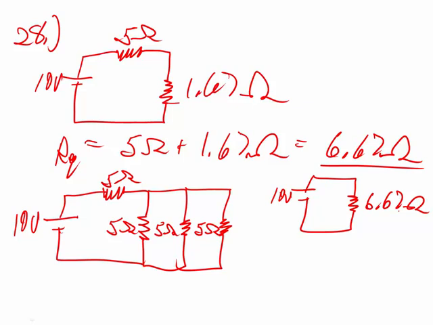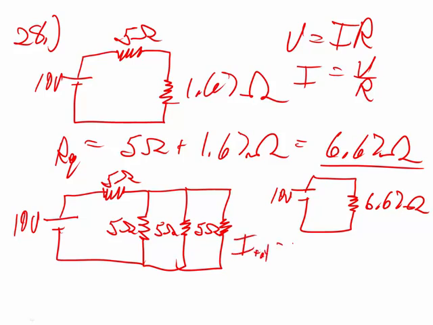Now, we've got to find the current. So what do we got to do? We've got to find the total current, okay? Let's find the total current. Well, we know Ohm's law says that the voltage is equal to current times the resistance, so the current then is equal to the voltage divided by the resistance. So let's find the I total for the circuit. And so we've got what? 10 volts divided by 6.67 ohms.